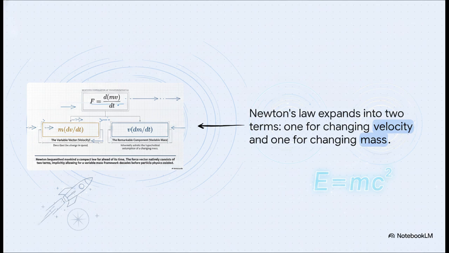Now this is where it gets really interesting. When you just apply the product rule from calculus, basic math, this equation naturally splits into two pieces. The first part, m dv/dt, is the one we all know and love. That's force causing a change in velocity, acceleration. But look at that second term, v dm/dt. This part says that a force can also cause a change in an object's mass.